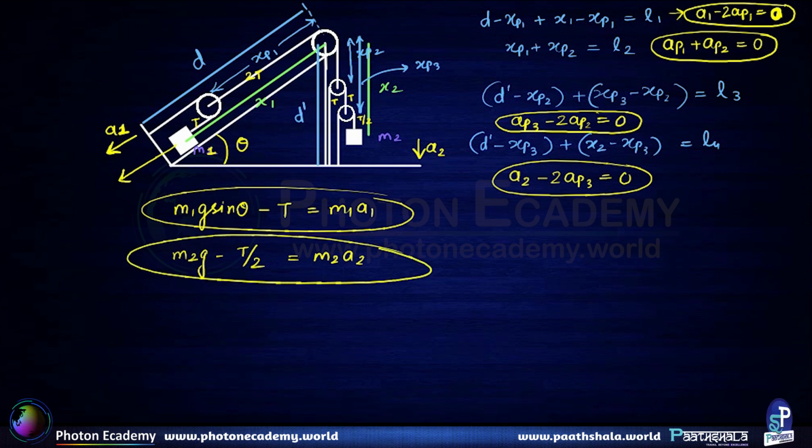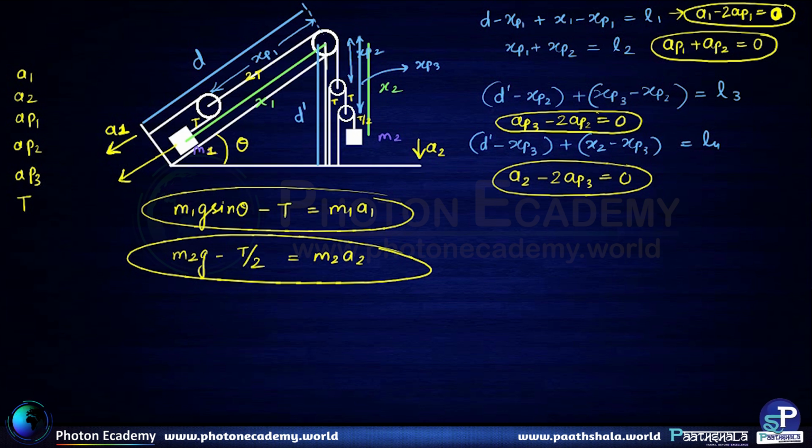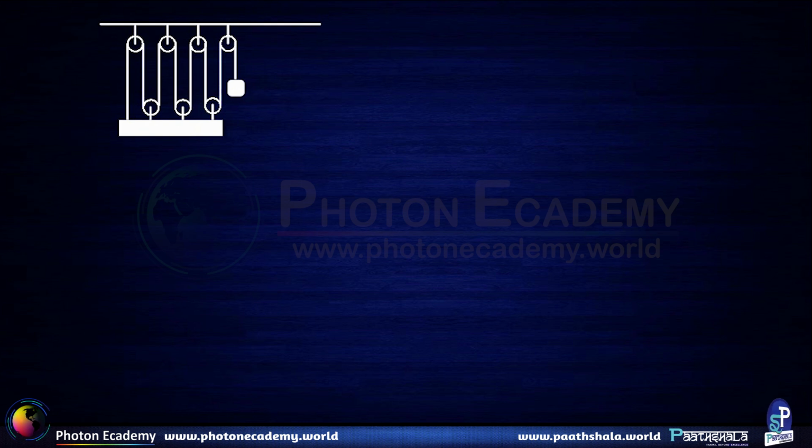So let us keep track of the unknowns now. The unknowns are A1, A2, AP1, AP2, AP3 and T. So 6 unknowns, and we have got 6 equations for solving this particular situation using the constrained motion technique. Okay, so this is a very simple situation, although it may appear complicated.